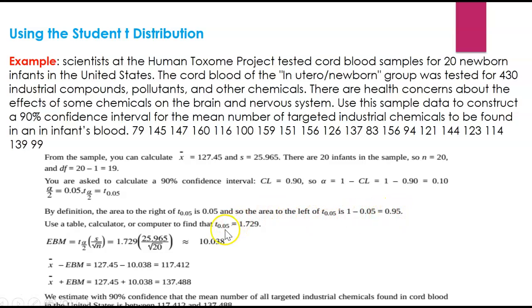We use the calculator to compute that our t value is 1.729 for 19 degrees of freedom. Our error bound is 10.038, and that gives us a confidence interval of 117.412 to 137.488. We estimate with 90% confidence that the mean number of all targeted industrial chemicals found in cord blood in the United States is between 117.412 and 137.488.